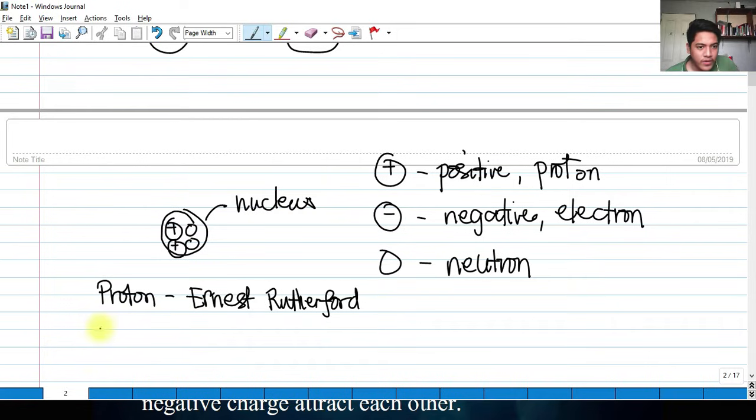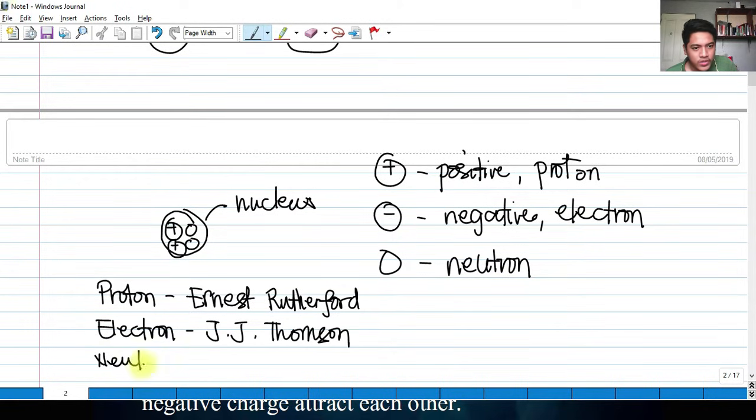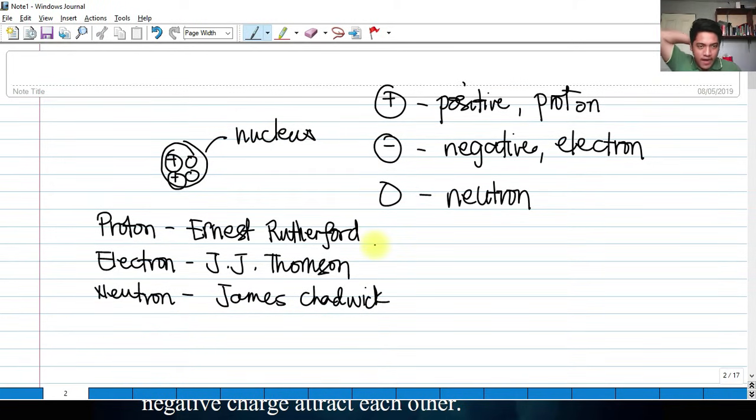And the one that discovered the electron is actually Sir J.J. Thomson. And the one that discovered the neutron is actually Sir James Chadwick. Okay. So going back to our model, inside the nucleus, we have the protons and the neutrons.